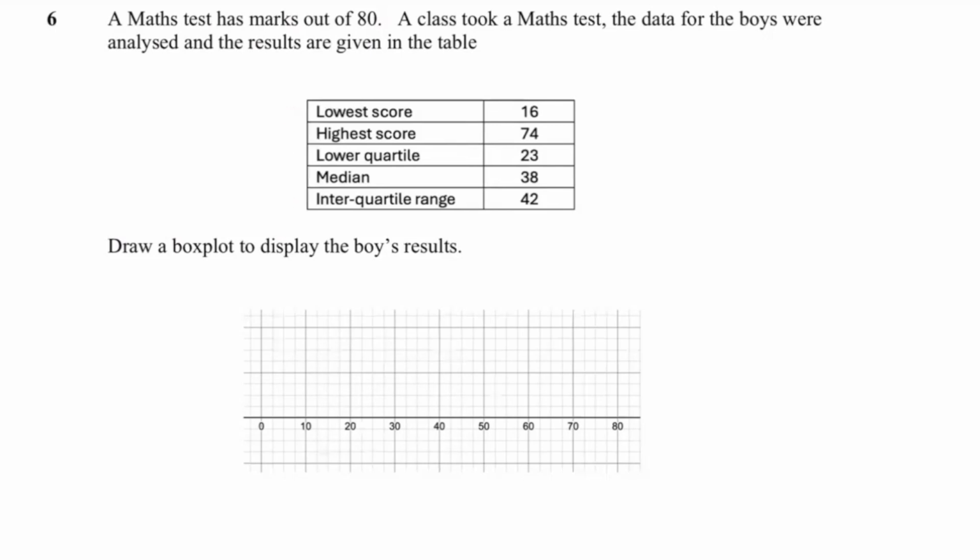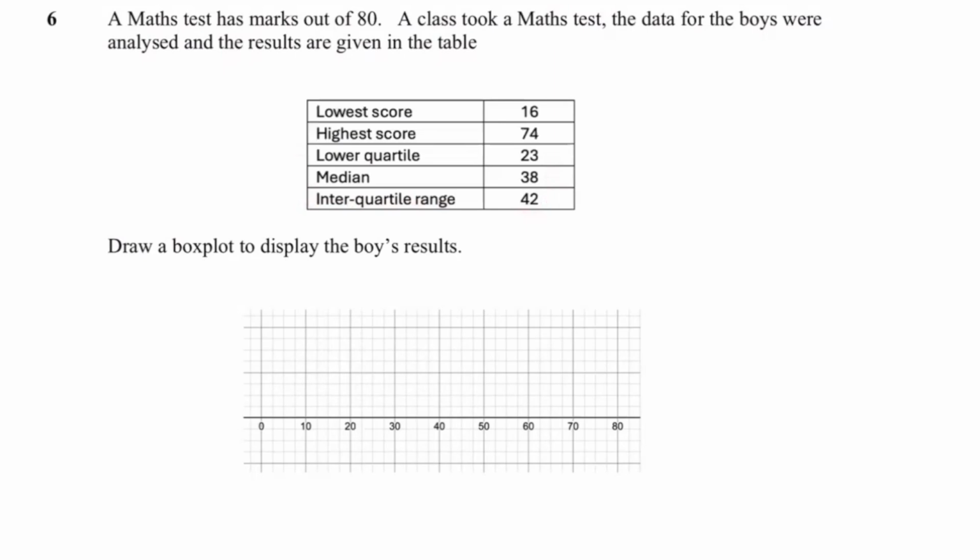We've got the lowest and the highest score. We've got the lower quartile. We've got the median, but we don't have the upper. We have the interquartile range. But because this value here is greater than the rest of the values, it feels like it could be the upper, and it would be very easy to just use 42.